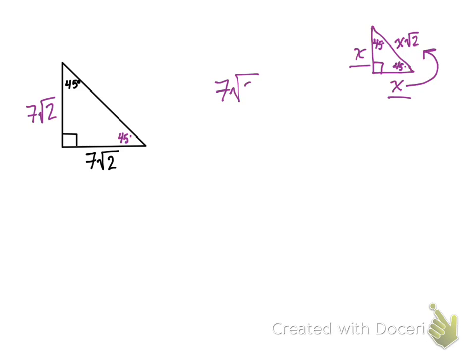So 7√2 times the square root of 2. We know square root of 2 times the square root of 2 is the square root of 4. And the square root of 4 is 2, 7 times 2, and that is 14. That's our hypotenuse on that one.